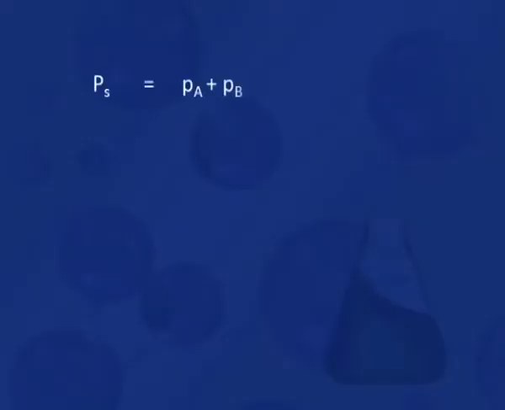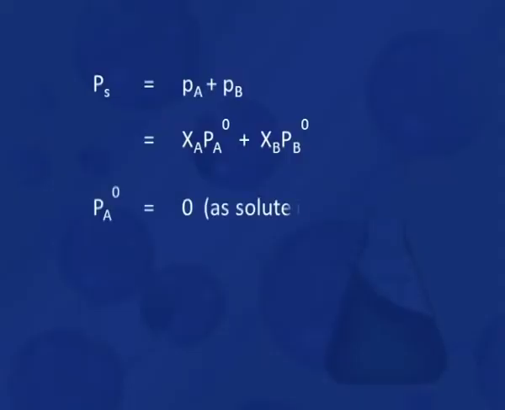Now, you know that Ps is equal to Pa plus Pb. Here Ps is the total vapor pressure of the solution, Pa is the partial vapor pressure of solute, and Pb is the partial vapor pressure of solvent. As the solute is non-volatile, Pa will be equal to 0. Putting Pa equal to 0, you will get Ps is equal to Xb P naught B.